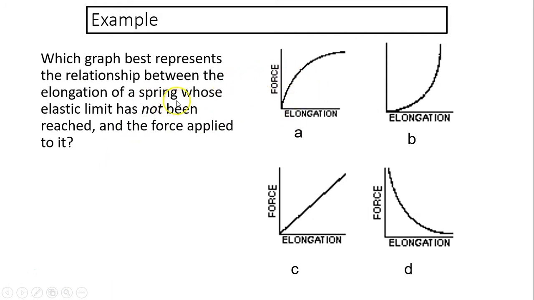Which graph best represents the relationship between elongation of the spring whose elastic limit has not been reached and the force applied to it? So that is a direct relationship. That's Hooke's law. So the answer is C.